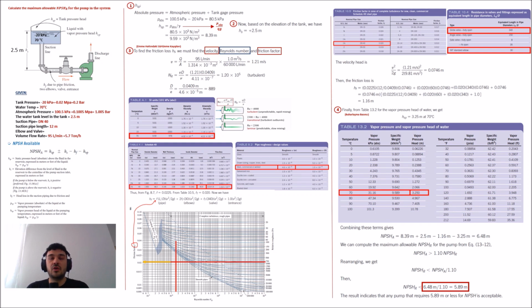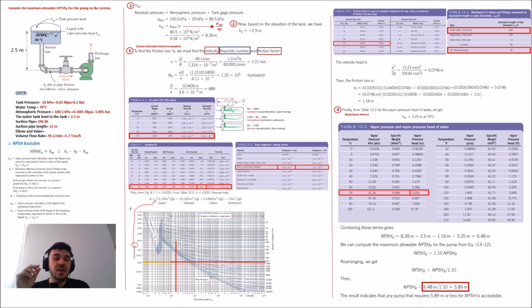Your NPSH available value has to be higher than the NPSH required value, minimum 10%. This is the rule. So you found this NPSH available value. Why do we calculate the NPSH available value? What is the reason? If you want to take precautions to prevent the cavitation problem in the pump, you have to calculate this NPSH value.